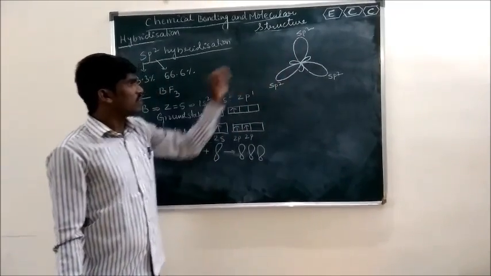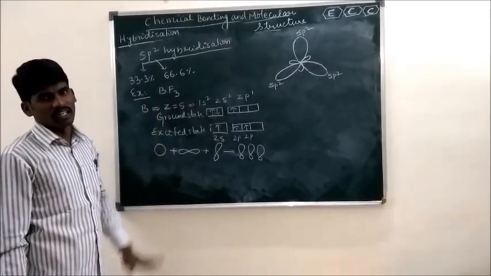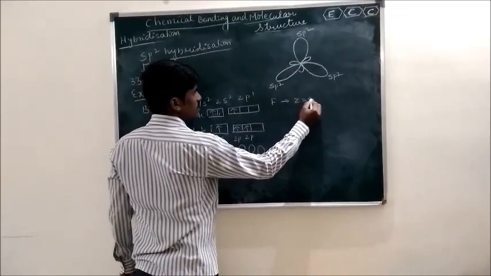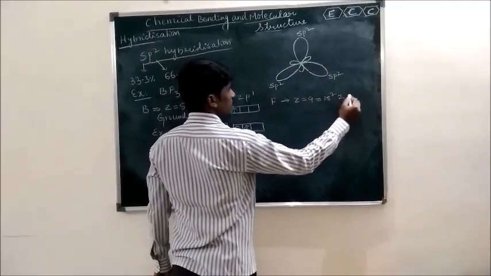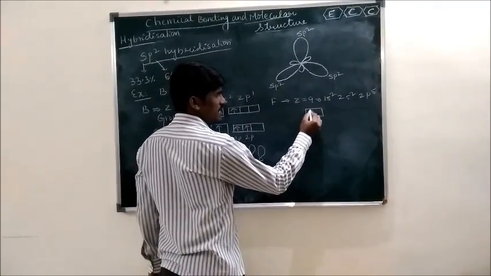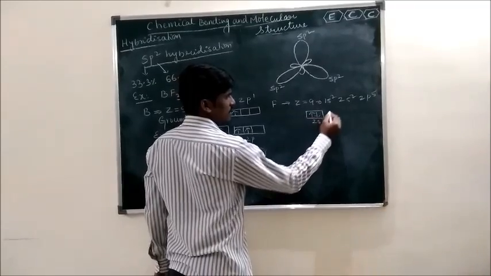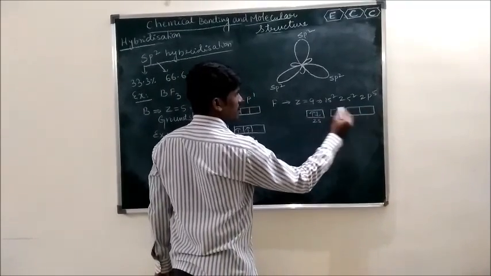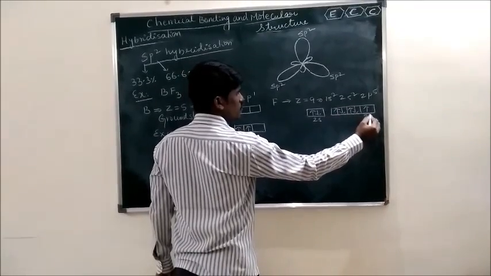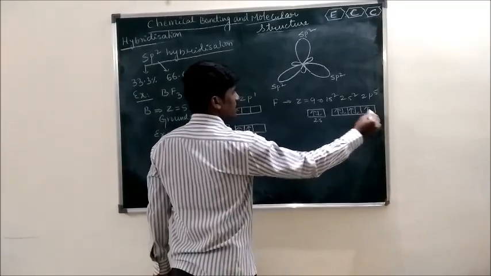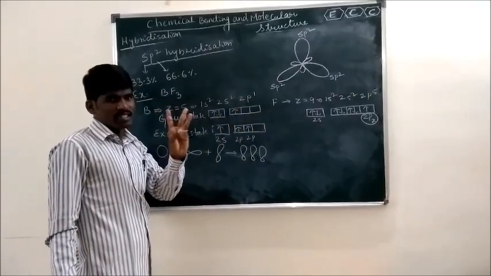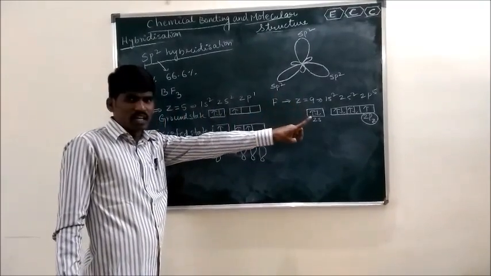So the shape is identical. In such cases, all bonds must be identical. Now if you take fluorine, atomic number is 9 and electronic configuration is 1s2 2s2 2p5, in which 2s has 2 electrons and 2p has 5 electrons. In 2p, the 2pz orbital consists of 1 unpaired electron. That indicates that each fluorine atom has 1 unpaired electron.